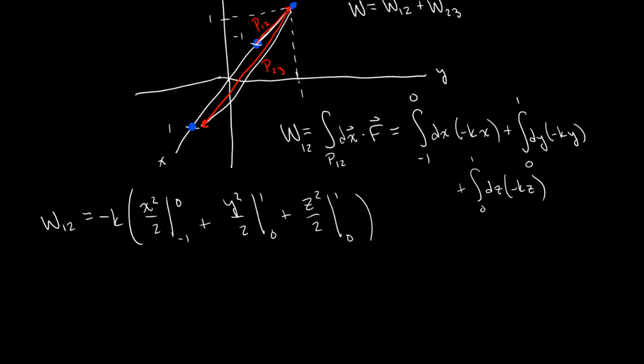Okay, and so now I just go ahead and plug everything in, and you'll see that this piece actually ends up canceling one of these, and I get something which looks like minus k over 2, I believe. Okay, hopefully that makes sense. If there's any questions, feel free to let me know.